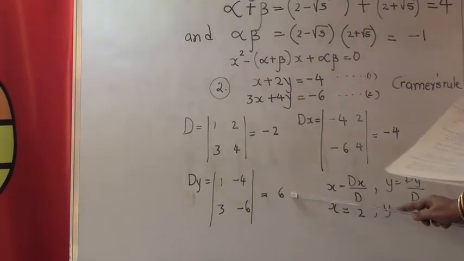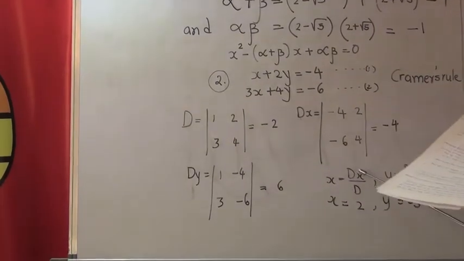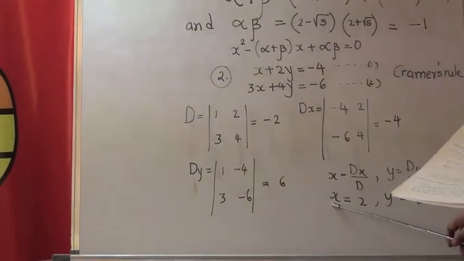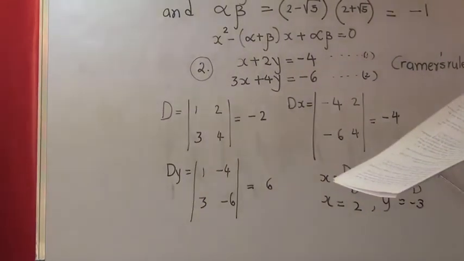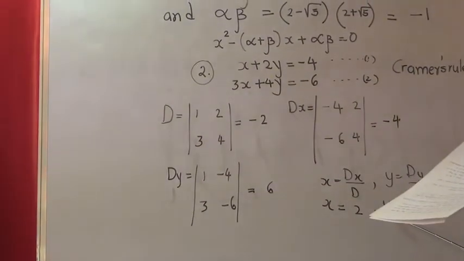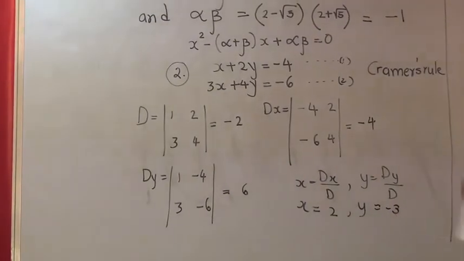Then put these values in the formula x is equal to Dx upon D to get the value of the first variable x, that is 2, and y is equal to Dy upon D to get the value of the second variable, that is minus 3.